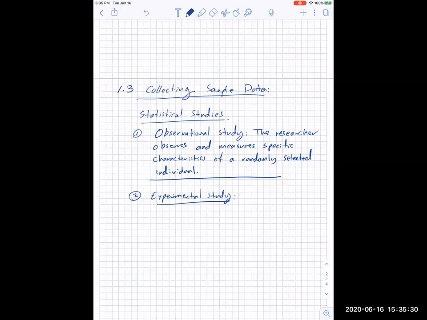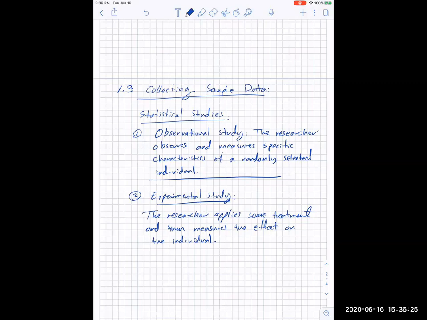So the researcher applies some treatment and then measures the effect on the individual. Okay.